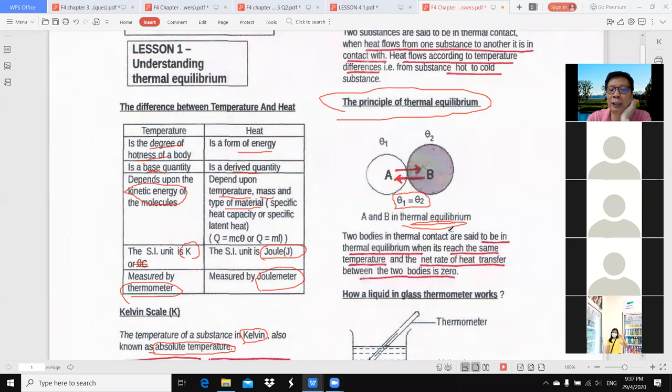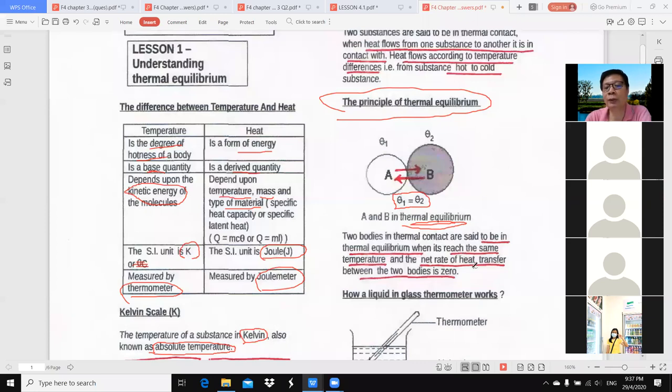One definition. Another one you see later on, here. Two bodies in thermal contact are said to be in thermal equilibrium, highlight, when they have reached the same temperature. When the temperature becomes the same, we say they are in thermal equilibrium. And one more definition: the net rate of heat transfer between the two bodies is zero. What is the meaning of the second point?